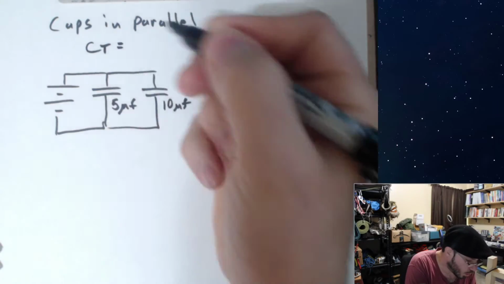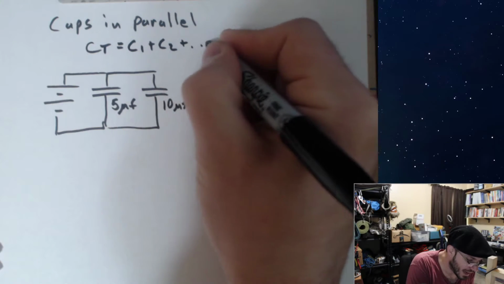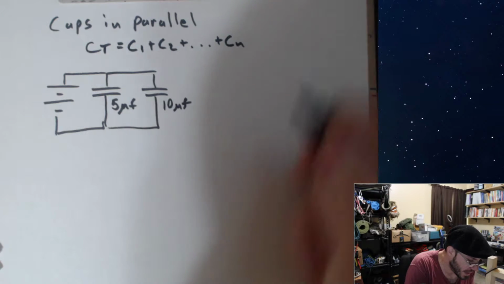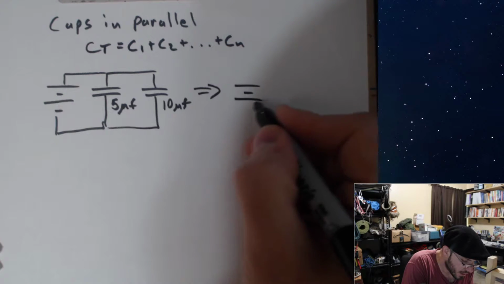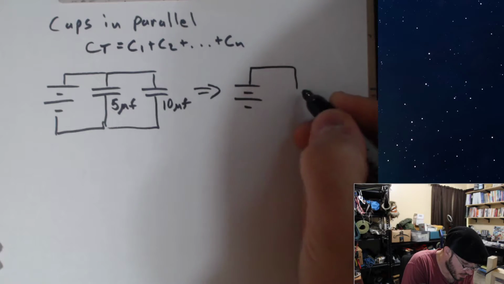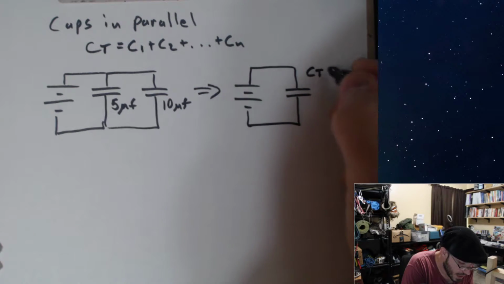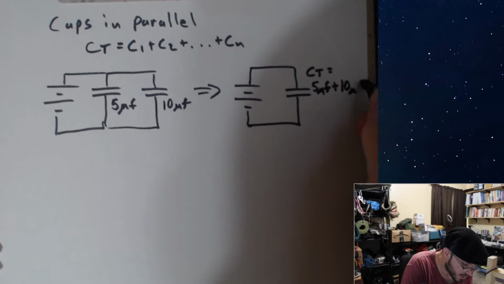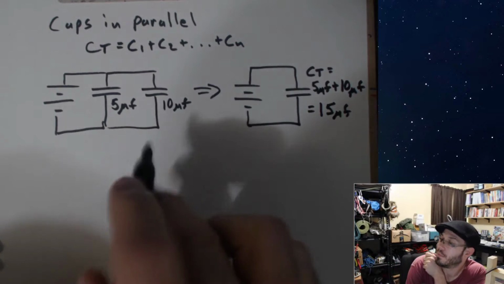So C total, or the total capacitance, is going to be equal to C1 plus C2 plus ... however many capacitors we have all the way to Cn. And so we're going to end up getting a total capacitance that's equal to 5 microfarads plus 10 microfarads, which is going to be equal to 15 microfarads. Okay, because capacitors in parallel will add.